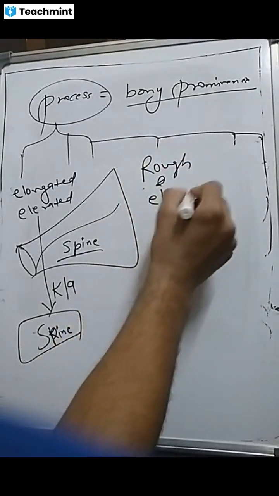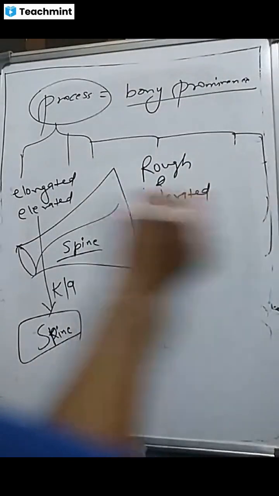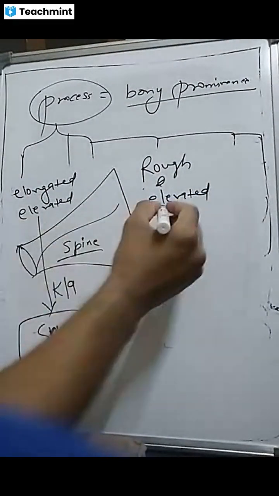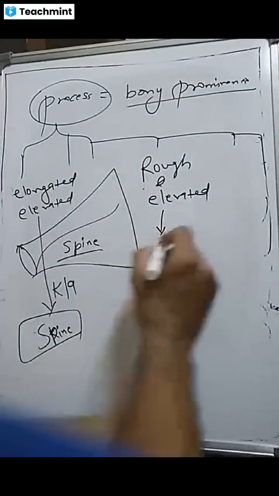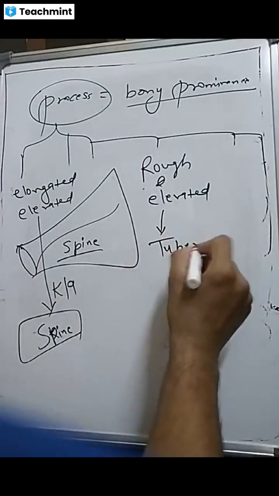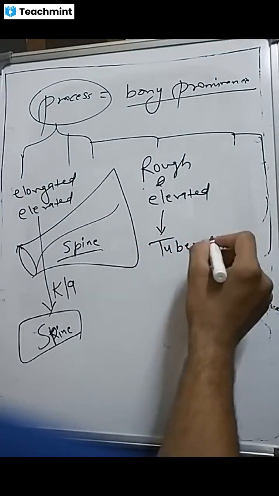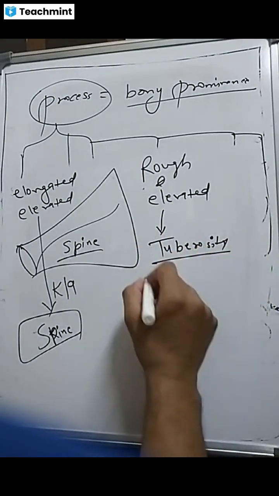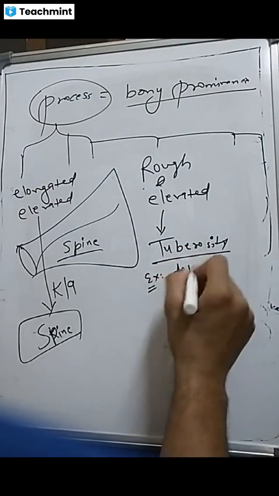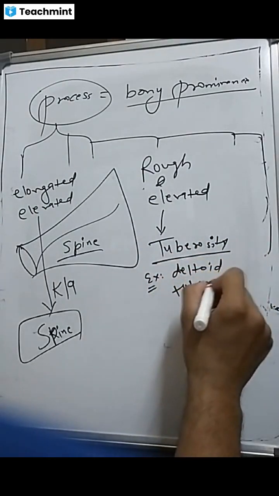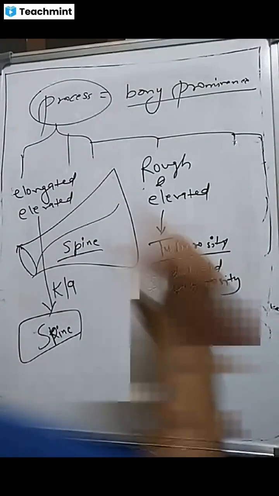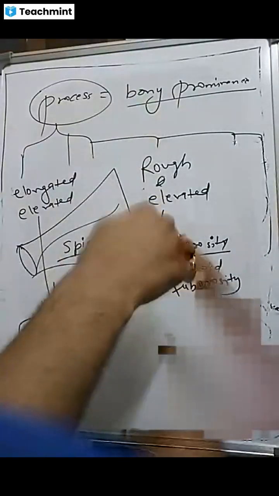And elevated. When it is elongated and elevated, when it is rough and elevated, this is known as tuberosity. Example is deltoid tuberosity, where the deltoid muscle is inserted.